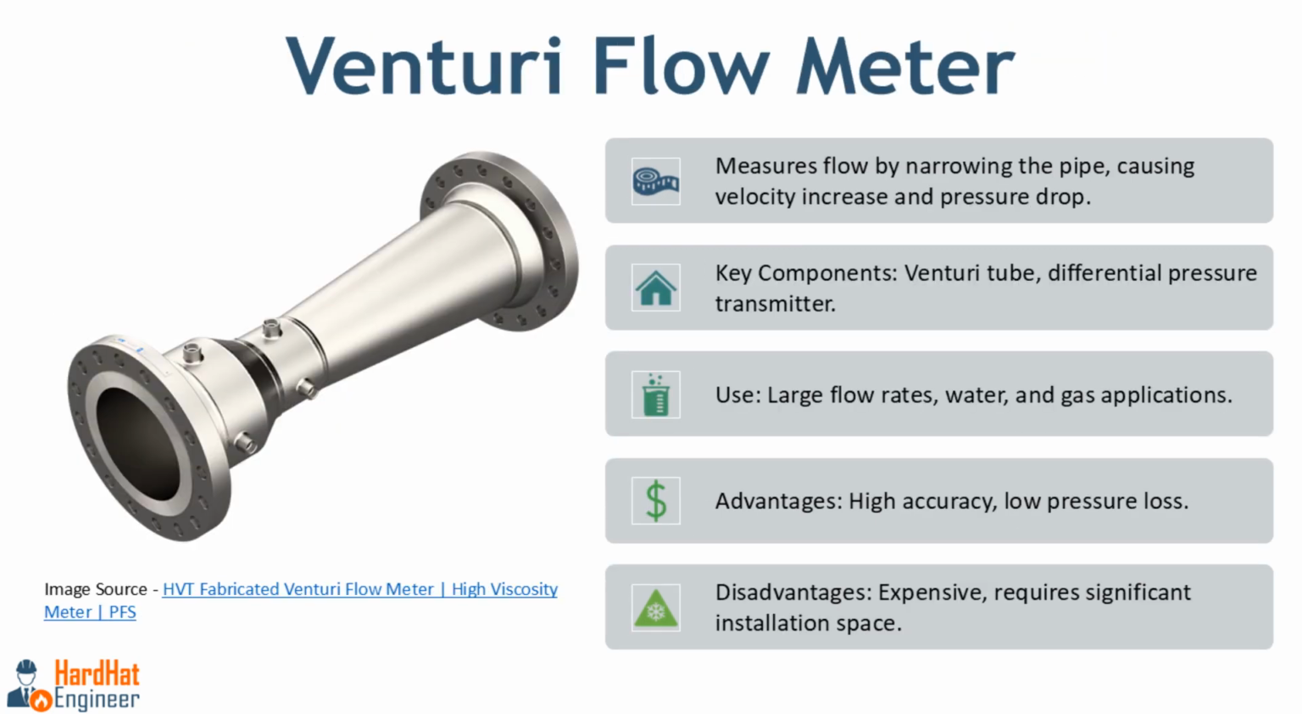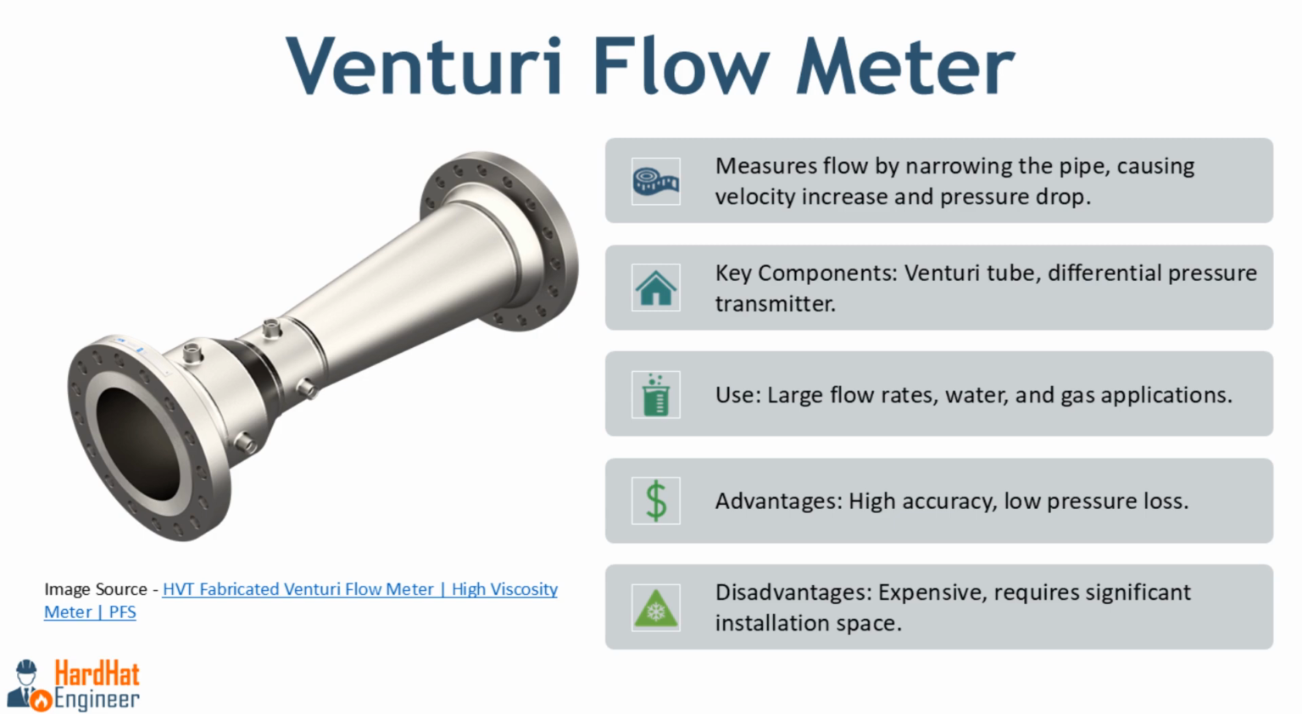What is the Venturi flow meter? A Venturi flow meter is a device used to measure the flow rate of fluids by narrowing the pipe through which the fluid flows. As the pipe narrows, as shown here in the image, the velocity of the fluid increases and the pressure decreases. This pressure drop is measured and used to calculate the flow rate. After the pressure difference is generated, the fluid passes through a pressure recovery exit section, where up to 80% of the differential pressure generated at the throat is recovered.